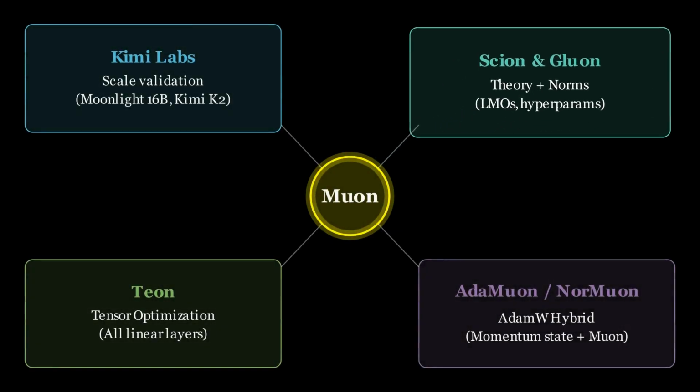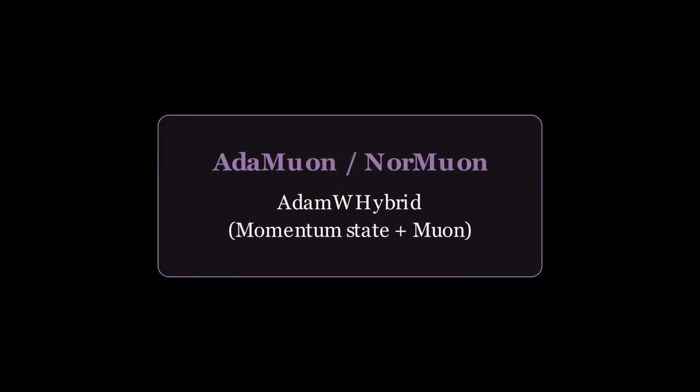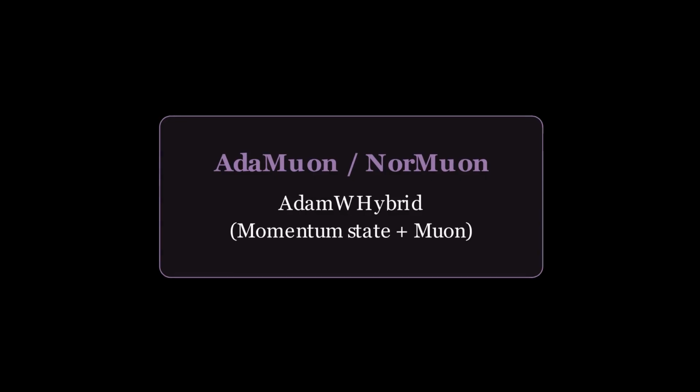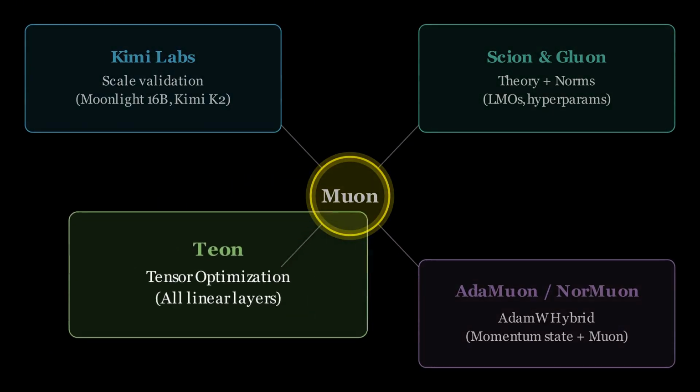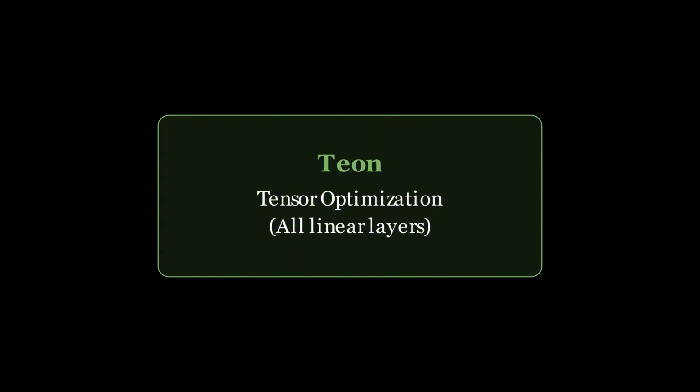Next up, AdaMuon and NorMuon combine ideas of AdamW's second moment state with Muon. And NorMuon is even used in the modern NanoGPT speedrun. Finally, a recent paper, Tion, Muon with Tensors, takes Muon from matrices to tensors, stacking several linear layers together to orthogonalize their updates jointly.